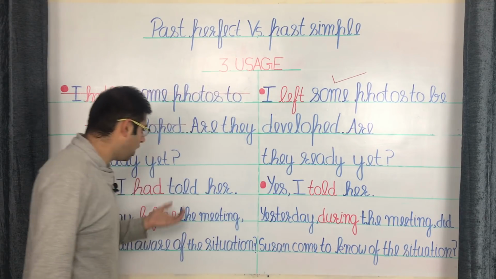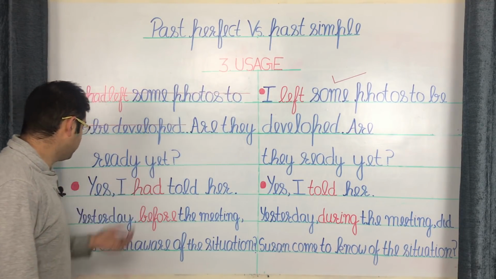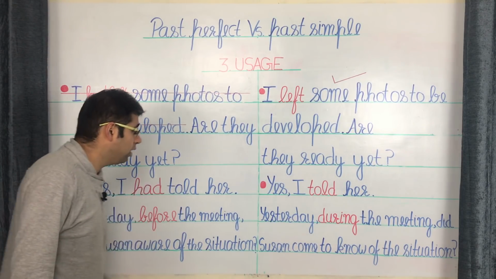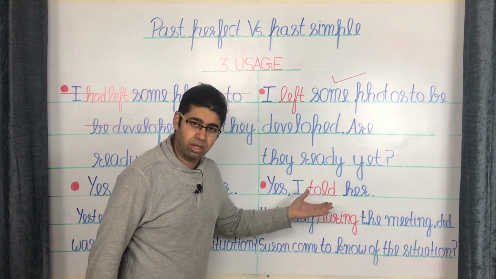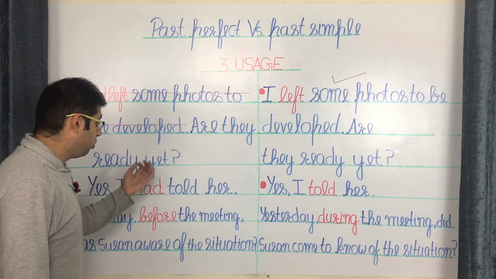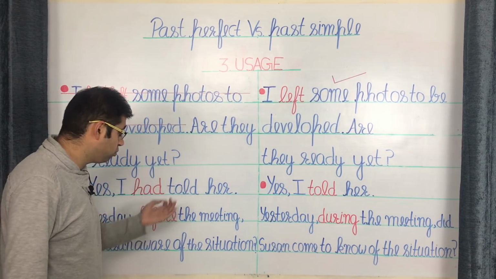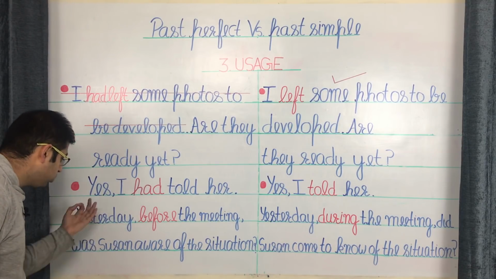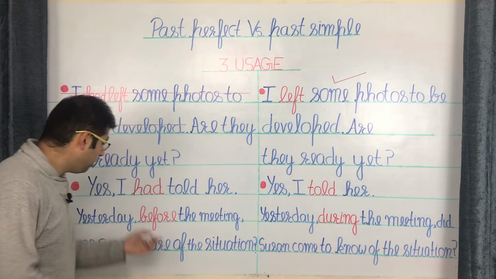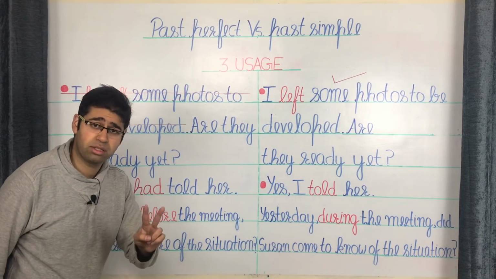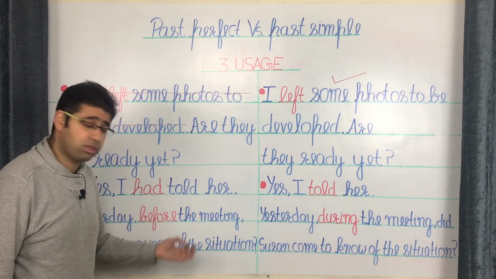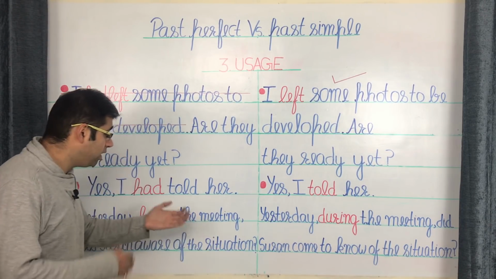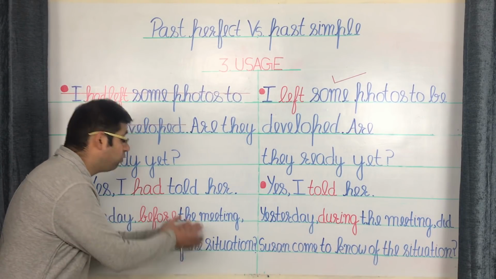Similarly, coming over here, now what is the difference between the statements yes, I had told her versus yes, I told her? Now, yes, I had told her would be the more appropriate response when the query goes something like, yesterday before the meeting, was Susan aware of the situation? Now, in this sentence, you are mentioning two pasts. The simple past is the meeting itself, and the earlier past is the time before the meeting.